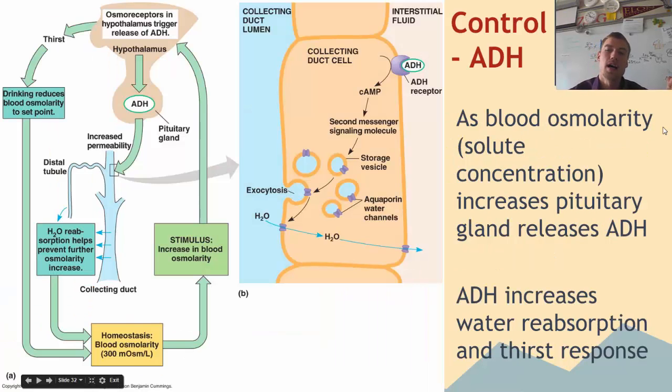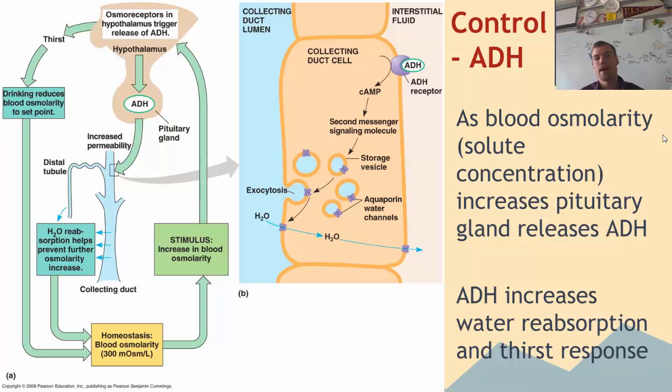Now, there are a couple different hormonal control systems. The first one is ADH. What happens is that as the blood osmolarity, or the solute concentration in the blood, increases, the pituitary gland releases ADH. And the pituitary gland is attached to the hypothalamus, which we've talked about before in relation to the endocrine system. And so ADH is going to increase water reabsorption.